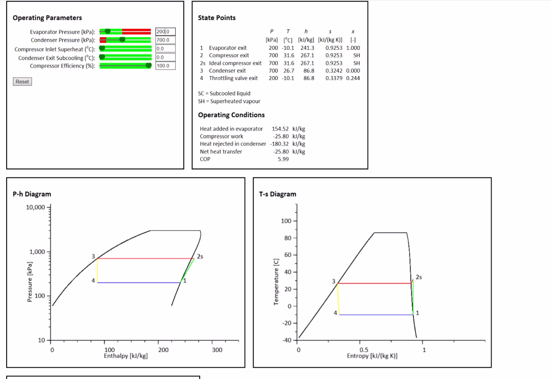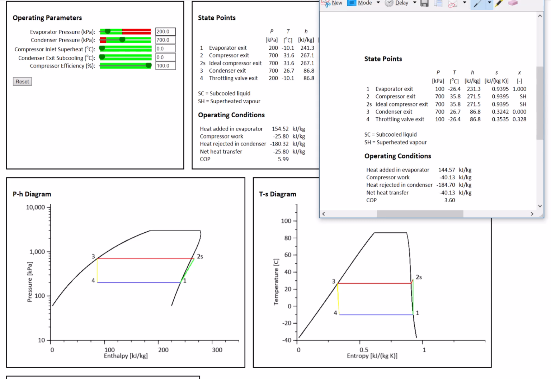So we'll pull up our old baseline values here, and we see the coefficient of performance now has gone up. So it's almost 6, up from the original 3.6. So a much larger coefficient of performance because this vapor compression refrigeration system has less work to do to pump the heat from low temperature to high temperature. So our compressor work has gone down. It's only 25.8. Originally it was 40.13. The refrigeration effect has gone up, now 154, up from 144.